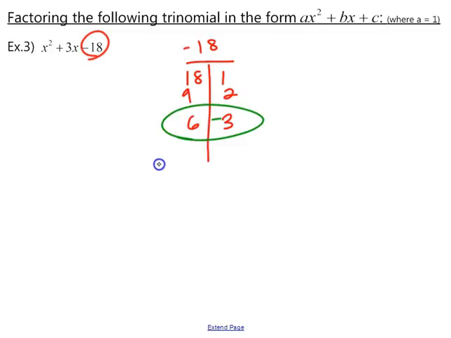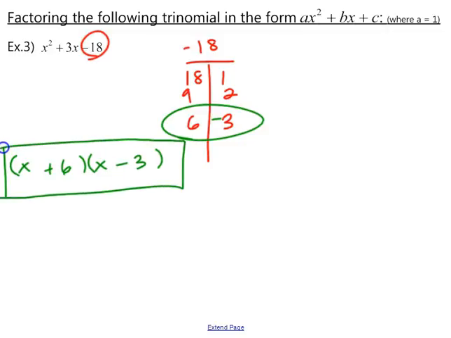So this is our set of factors. Then we can go ahead and write our answer. So we have x in the beginning of both, then we have a positive 6 and a negative 3. And here is your factored polynomial.